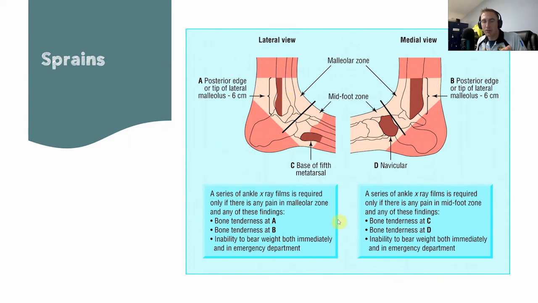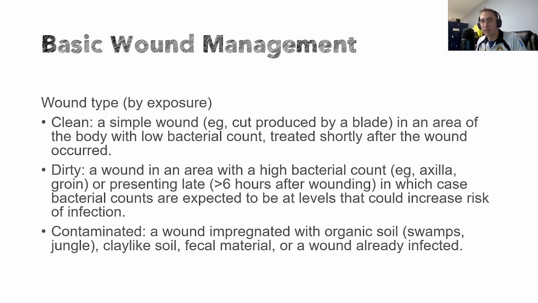Also, if they cannot bear weight immediately when you get there, then they likely have a fracture and not a sprain. Now, why is this useful? Well, maybe they're in a situation where you actually need them to ambulate, where it would be safer for them to walk than for you to carry them out. That is something to take into consideration.